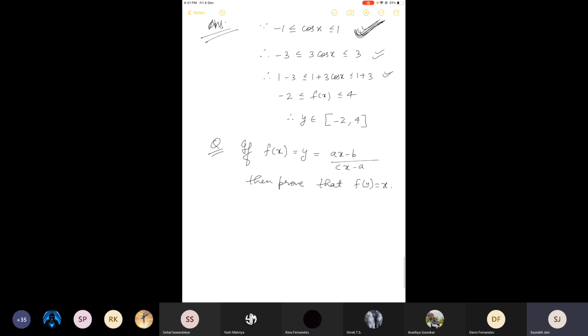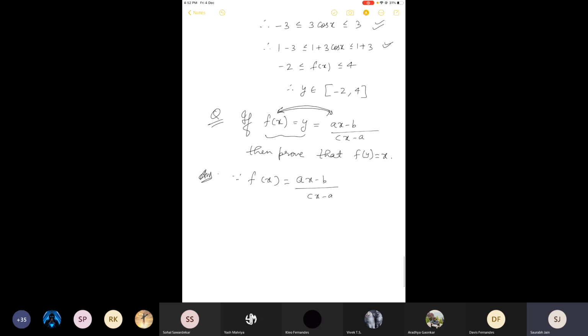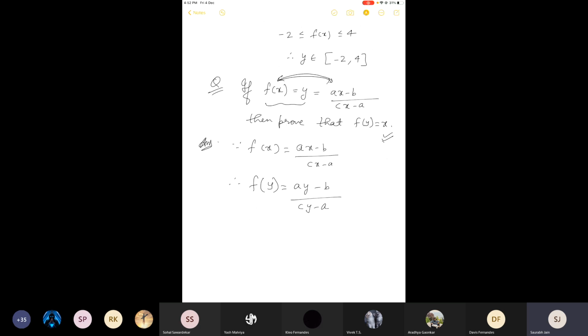You concentrate on this term. f(x) is equal to some expression given. We already know that f(x) is y only. Okay. Important is this. f(x) is this. So f(x) is actually given as (ax minus b) upon (cx minus a). But in the question we have to find f(y). Therefore f(y) will be, that means what is the meaning of f(y)? You replace x by y everywhere. So it will come out to be (ay minus b) upon (cy minus a). Okay. But this is not what we have to prove. We have to prove that it comes out to be x. But the expression is coming in terms of y.